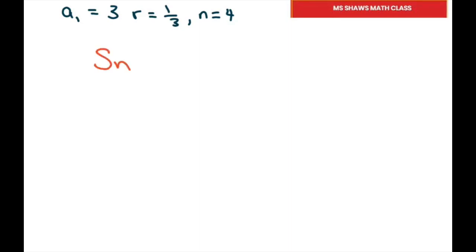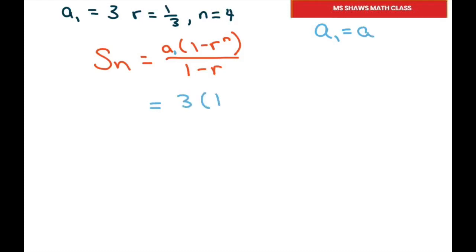So we write down our formula. Make sure the r goes inside the parentheses, so 1 minus r, and fill everything in. Remember, if they don't have a 1 here, that means that's the first term. We're just going to say let a sub 1 equal a. So we have 3 times 1 minus 1/3 to the 4th power divided by 1 minus 1/3.